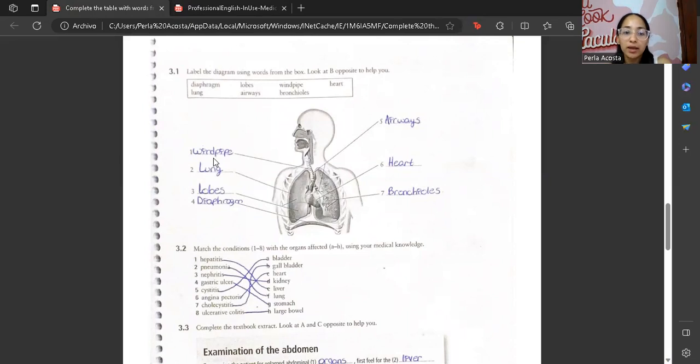Okay, the number one, as we can see here, is the windpipe, also called trachea. And the lung, here, the two lungs. Okay, number 3 is lobes. Number 4 is diaphragm. Number 5 is airways. Number 6 is heart. And number 7 is bronchioles.